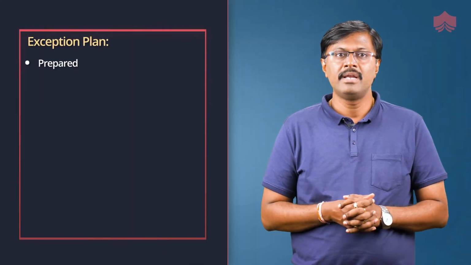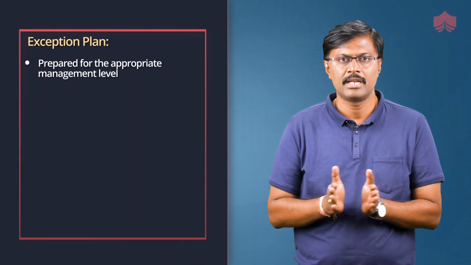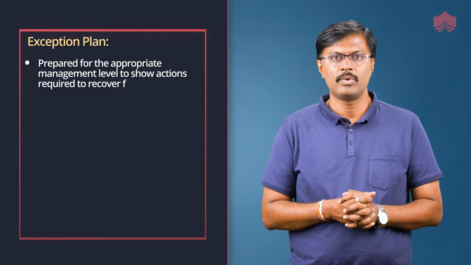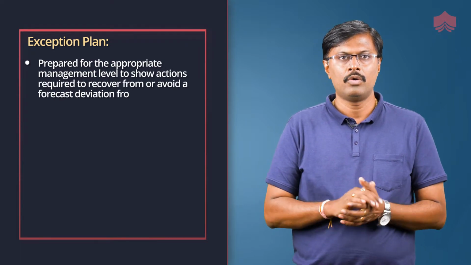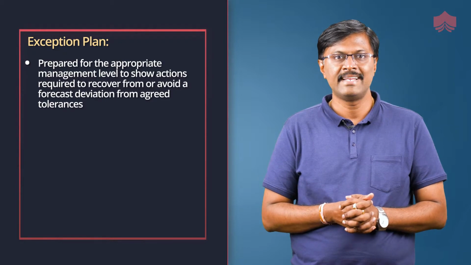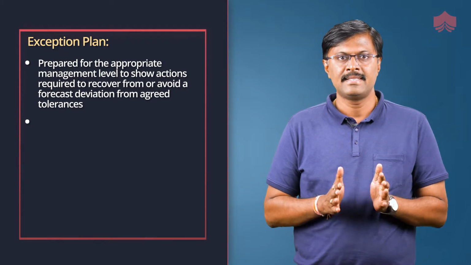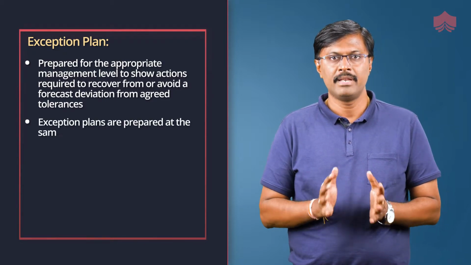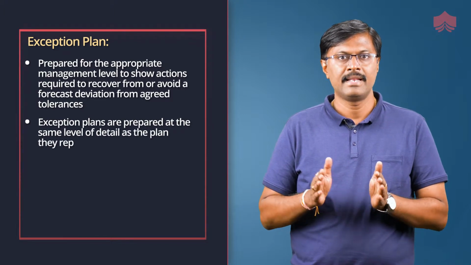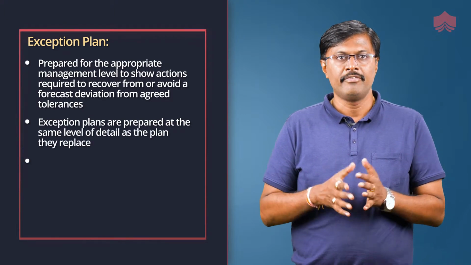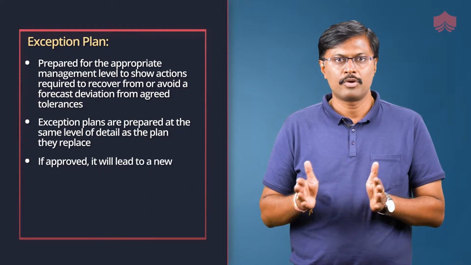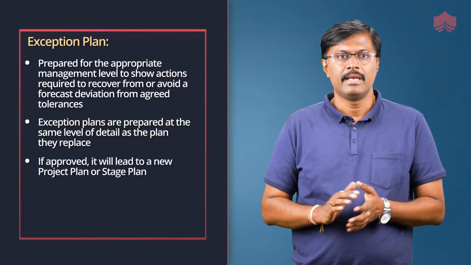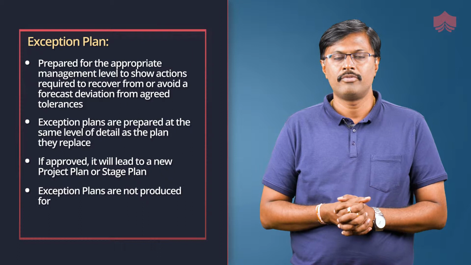Exception plan is prepared for the appropriate management level to show actions required to recover from or avoid a forecast deviation from agreed tolerances. Exception plans are prepared at the same level of detail as the plan they replace. If approved, it will lead to a new project plan or stage plan. Exception plans are not produced for work packages.